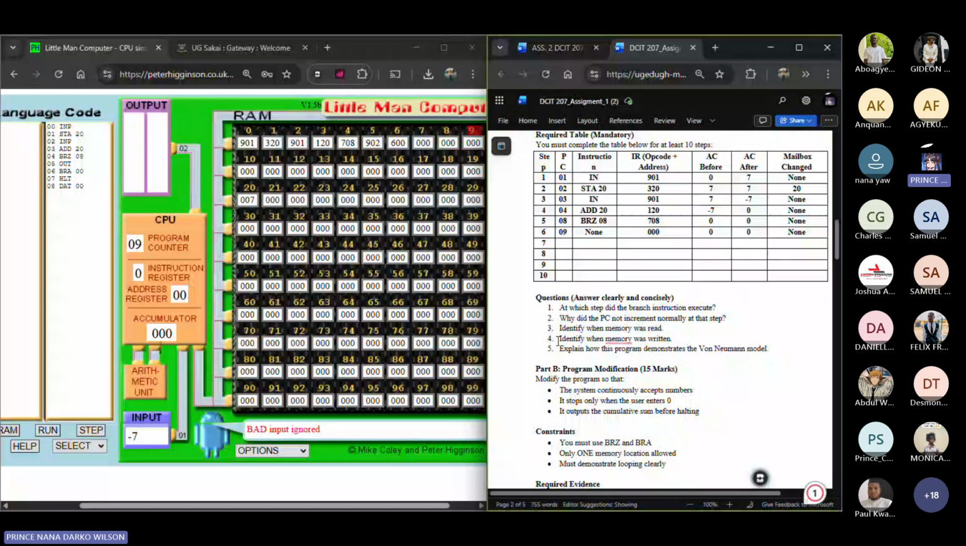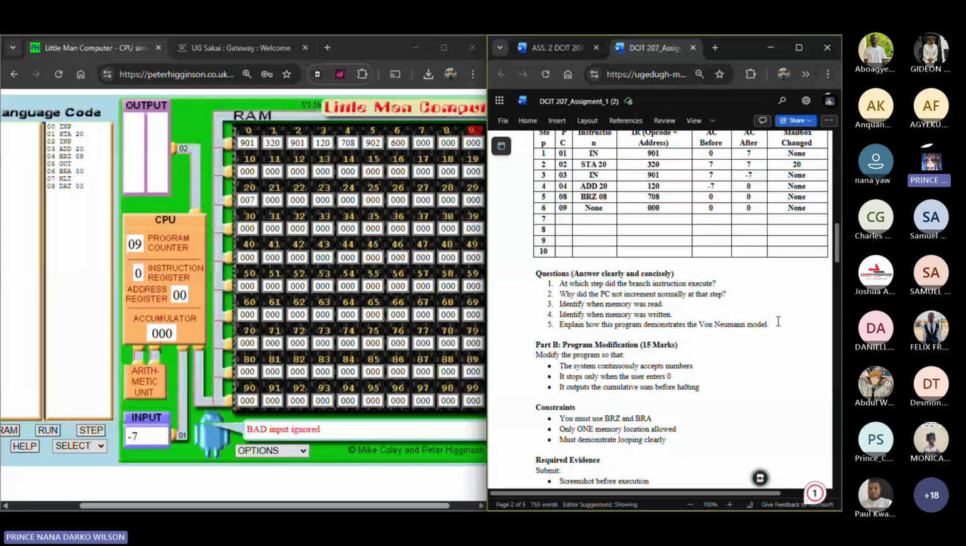Explain how this program demonstrates the von Neumann model. According to the von Neumann model, instructions and data are stored inside the same memory. That's the stored program concept. As you can see, the instructions that we put in the code at first are currently held inside these memory spaces, 0, 1, and so on, all the way to this side. And these same memory spaces are capable of storing data too.